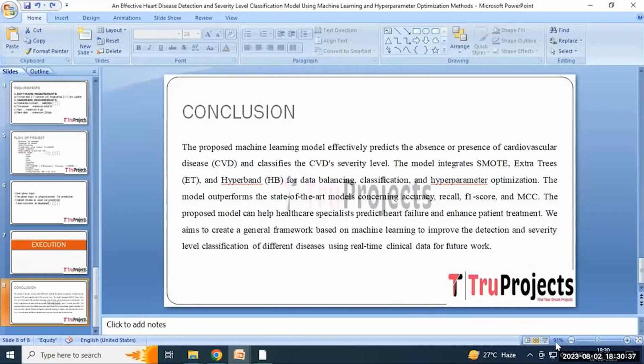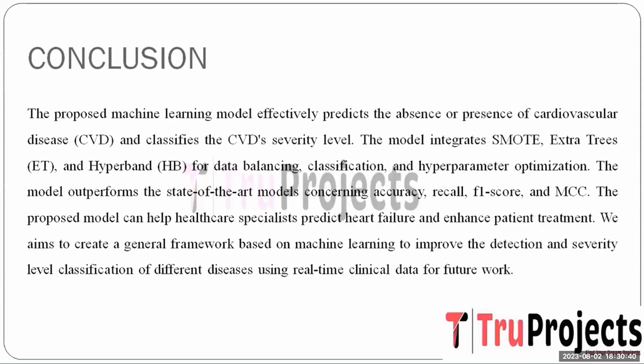And finally, the conclusion. The proposed machine learning model effectively predicts the absence or presence of cardiovascular disease and classifies the CVD severity level. The model integrates SMOTE, Extra Trees, and Hyperband for data balancing, classification, and hyperparameter optimization. The model outperforms the state-of-the-art models considering accuracy, recall, F1 score, and MCC. The proposed model can help healthcare specialists predict heart failure and enhance patient treatment. We aim to create a general framework based on machine learning to improve the detection and severity level classification of different diseases using real-time clinical data in future work.